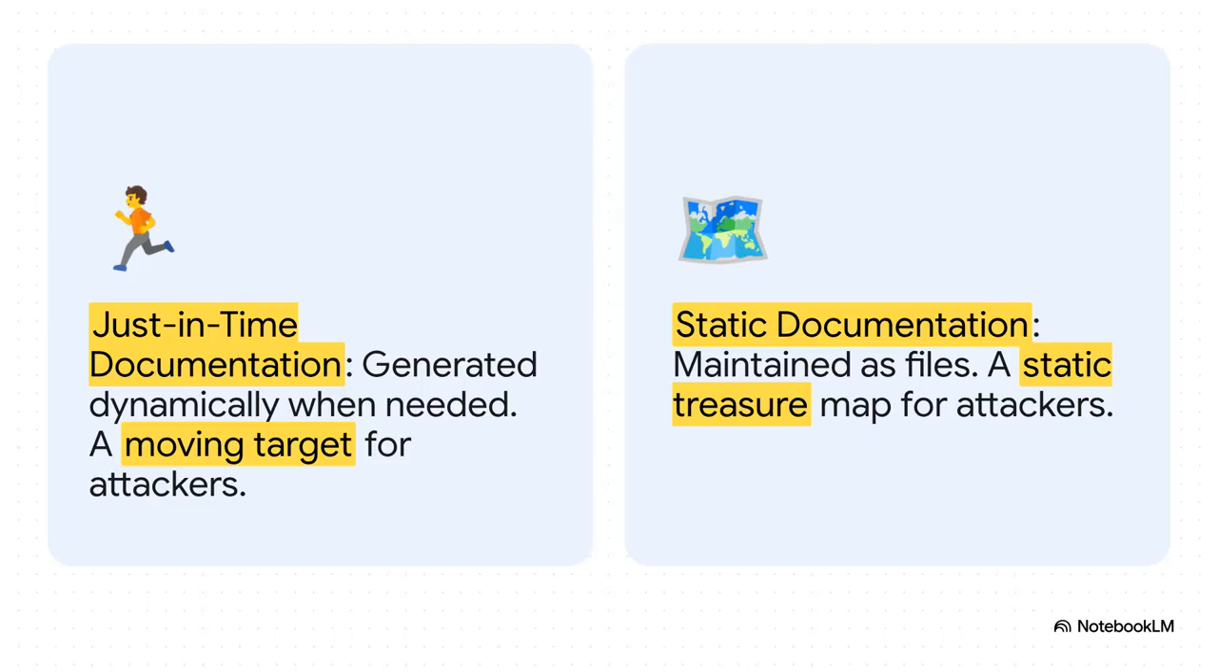Now, this slide highlights a really powerful concept, just-in-time documentation. Think about it. Most companies have all this documentation sitting in static files, right? It's basically a treasure map just waiting for a pirate to find it. The just-in-time approach flips that on its head. The map is generated on the fly, only when someone needs it, and their access is temporary and heavily logged. You've just replaced a static treasure map with a moving target, and that is so much harder for an attacker to hit.